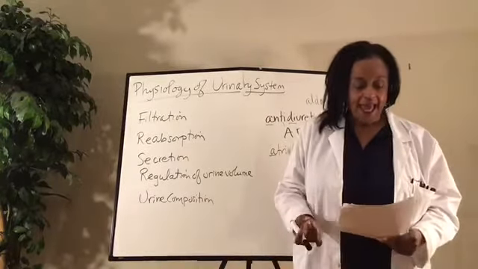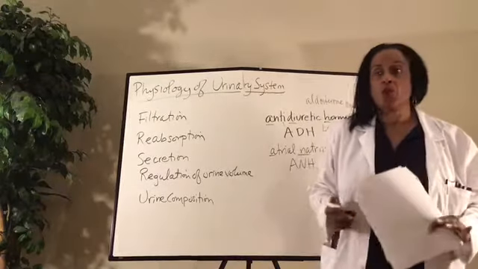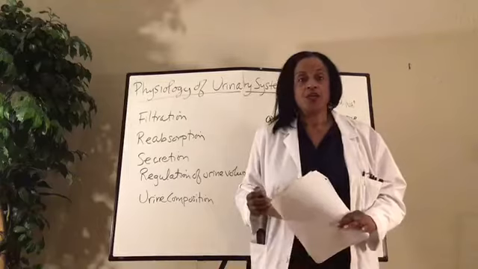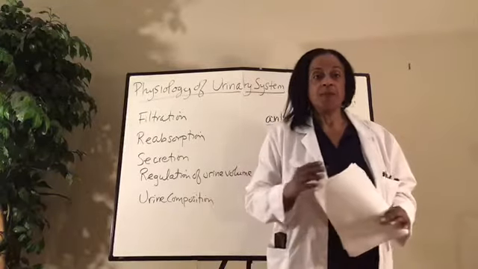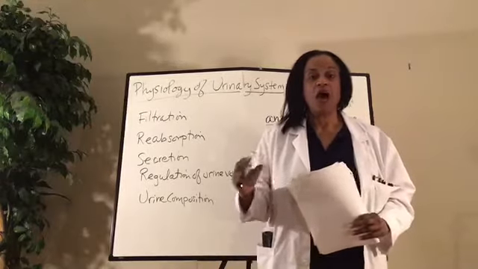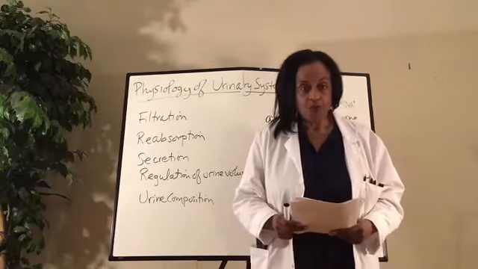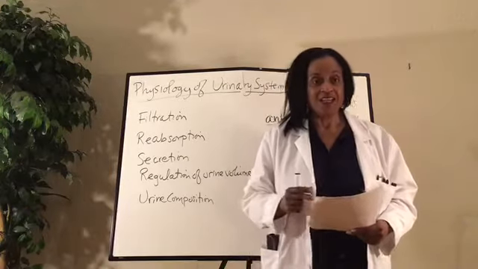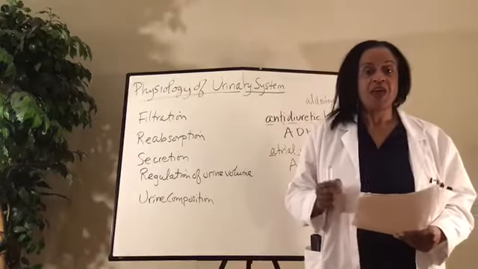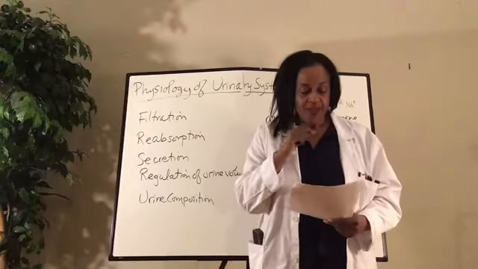Urea, uric acid, ammonia, creatinine. And remember, when we check your kidney function, we look at a BUN and creatinine. Those things will tell us how good a shape your kidneys are in. A BUN is the urea, and the creatinine is the creatinine.